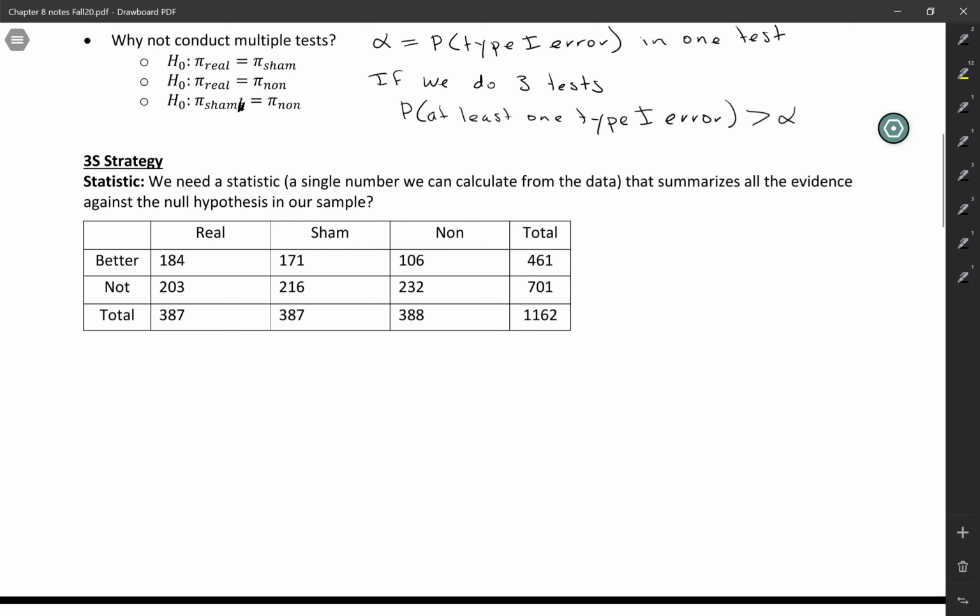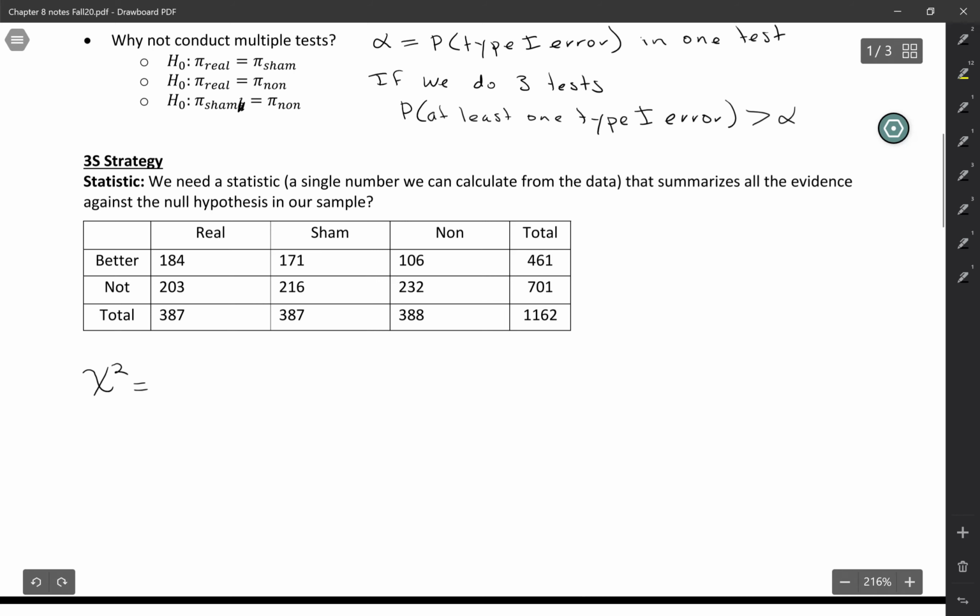So to conduct that test, we need a statistic, meaning a single number that we can calculate from the data that summarizes all of the evidence against the null hypothesis in our sample. So we can't just use counts. There's way more than one count. Even when we calculated proportions, we had to have 3 proportions. We can't just do the difference of proportions because we have more than 2 groups. So we have to go back to a statistic we used a long time ago, the Chi-Squared Statistic.